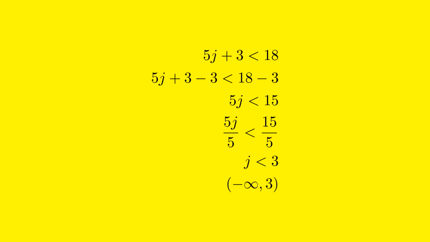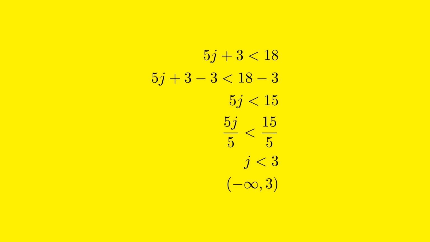So, we start with 5j plus 3 less than 18. When we subtract 3 from the left side, the 3 and minus 3 cancel out, leaving us with 5j on the left side. Therefore, subtracting 3 from the right side means we take 18 minus 3, which equals 15. This gives us our new inequality, 5j less than 15.